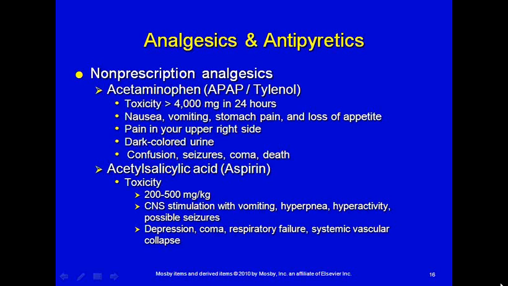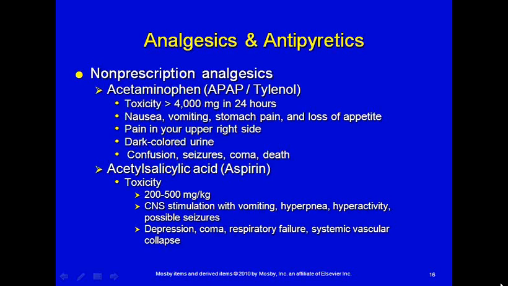Acetaminophen overdose, you'll have nausea, vomiting, stomach pain, loss of appetite, pain in your upper right side. And that's mainly because acetaminophen trashes the liver. And of course the liver sits in that upper right quadrant. You'll have dark colored urine. It can lead to confusion, seizures, coma, and death.